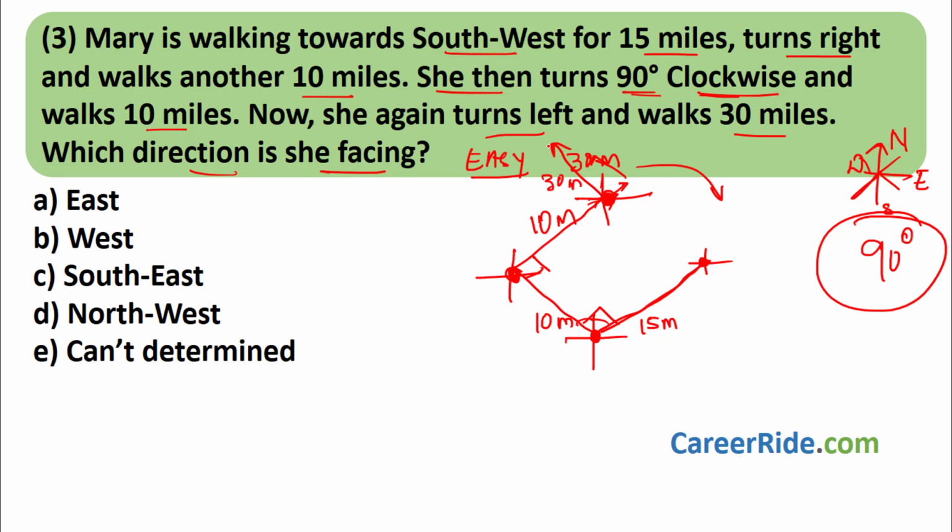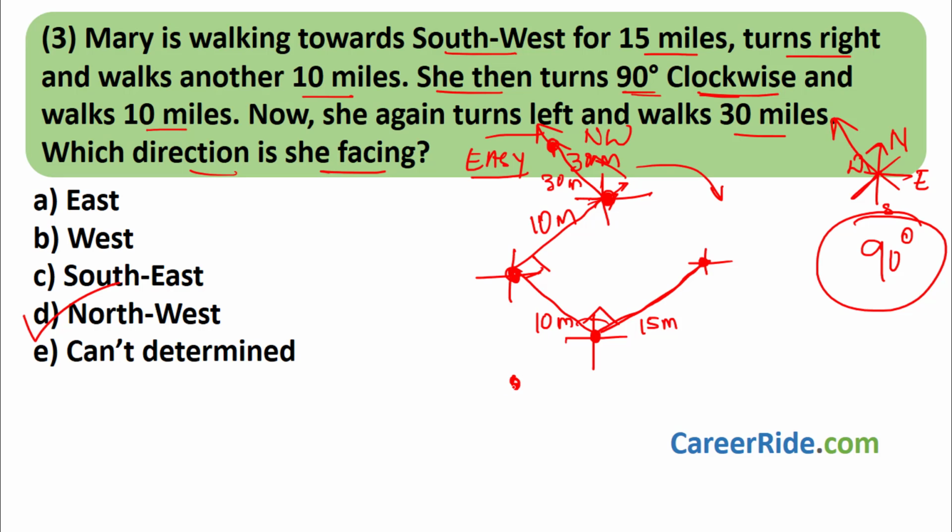Which direction is she facing? Okay, she is facing in this direction. What is this direction? Over here, what is this direction? North and west, that is northwest. So the answer is northwest, that is D. Mary is facing northwest. See how easy it is.